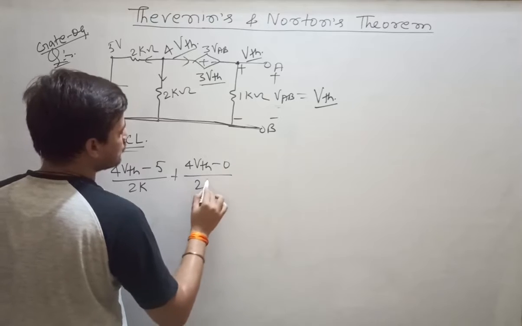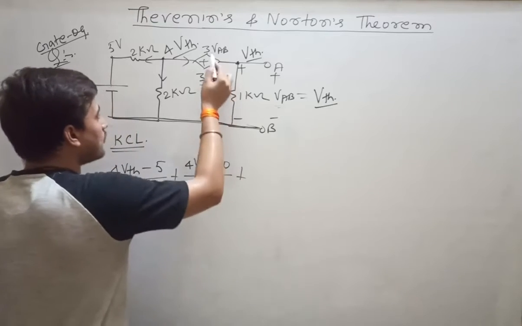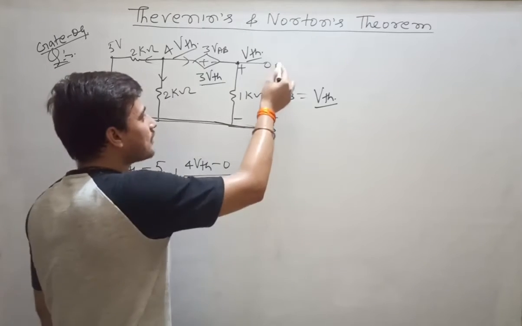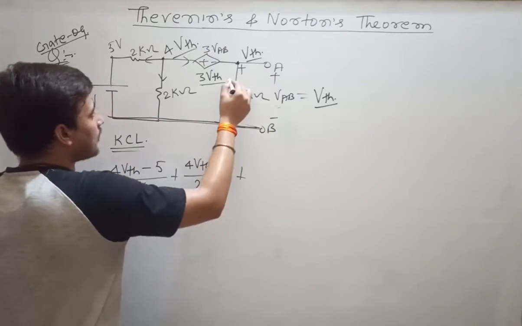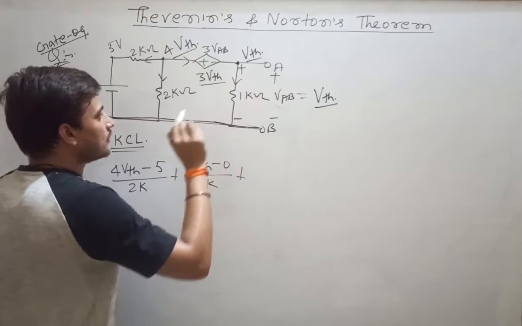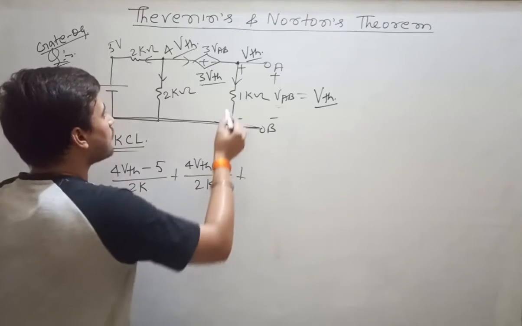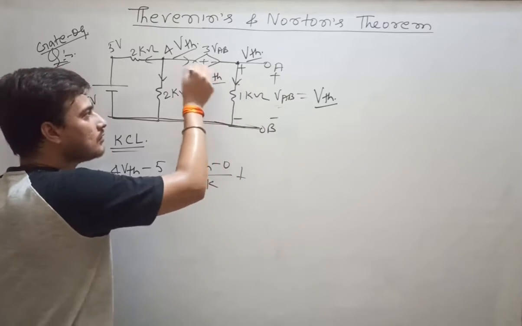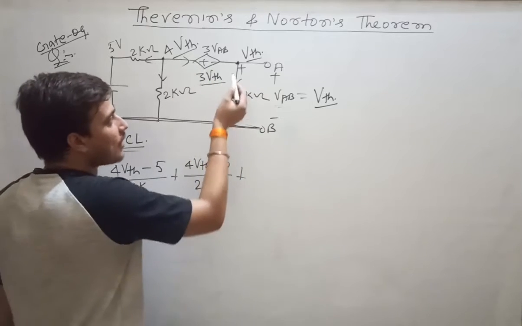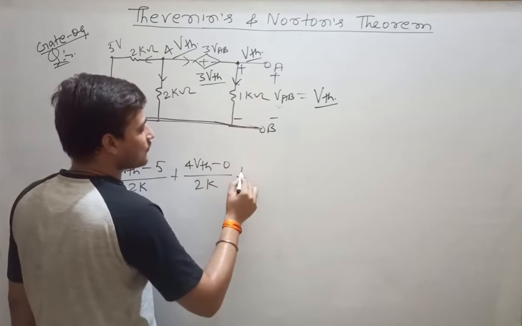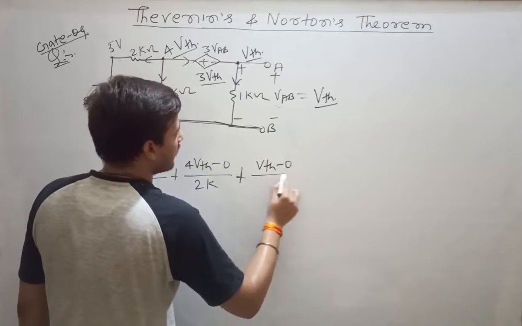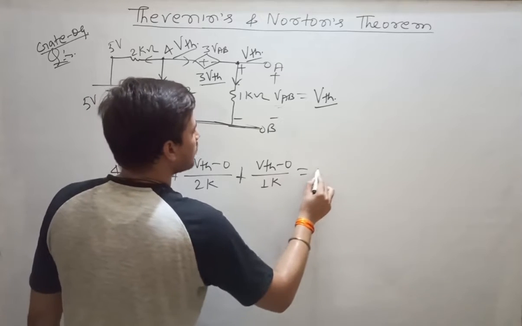Now don't confuse in finding the current of this branch. You see that here the load is open circuited. The current flowing through this branch will flow through this branch also. So if you can calculate this current, it will be equal to this current. Clear? So how to calculate this current? Again here you see the current is (VTH minus 0) divided by 1K. It will be equal to 0.